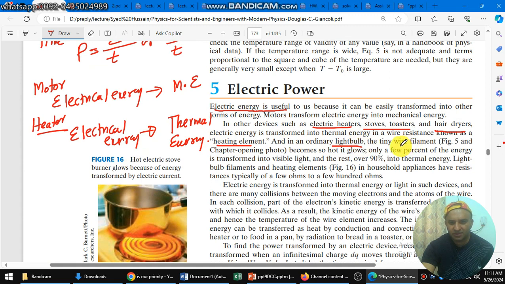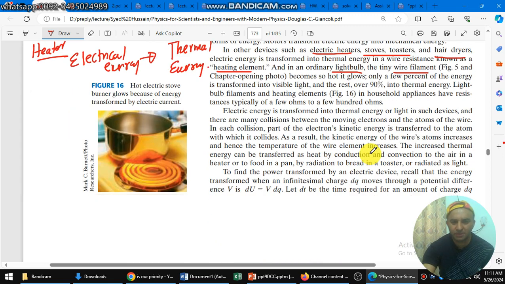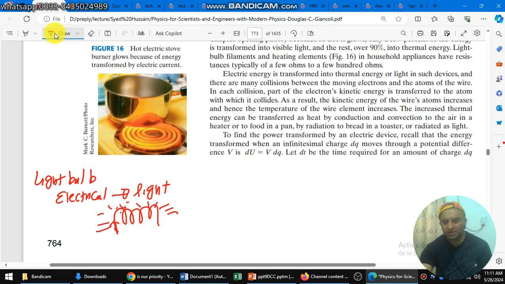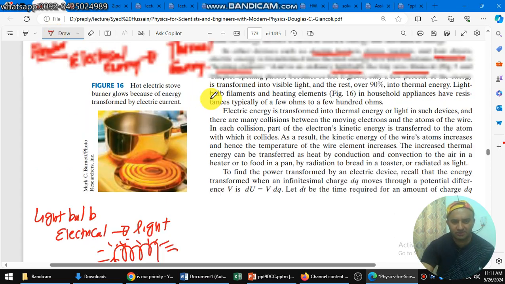A light bulb has a tiny wire filament inside. The filament is a metal. Light bulb has a filament, this filament is the metal. So when the current flows through this filament, it converts into light, it gives us the light. So it converts electrical energy into light energy.